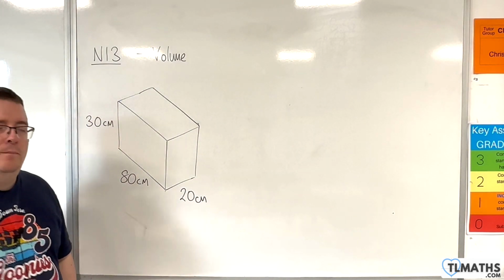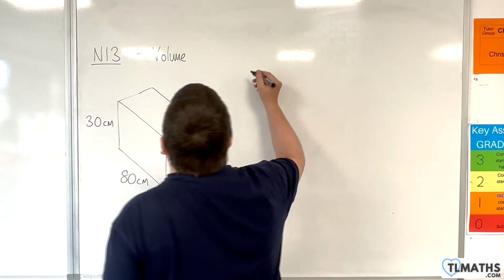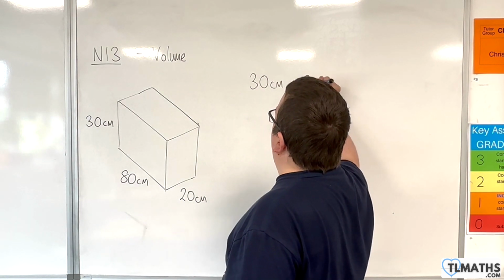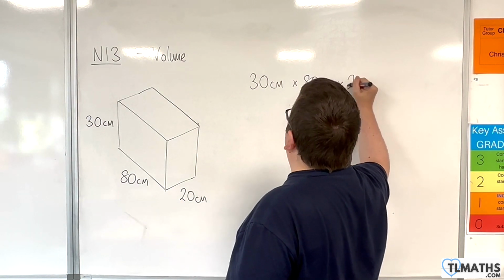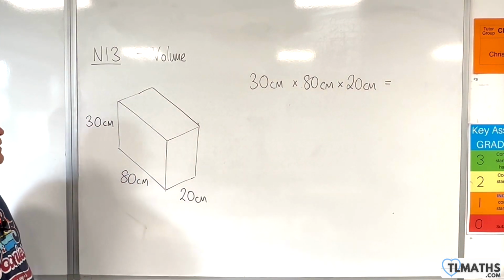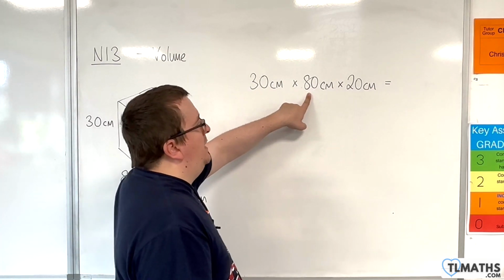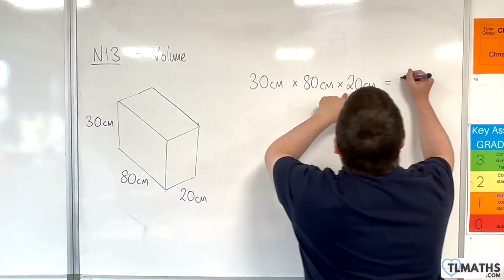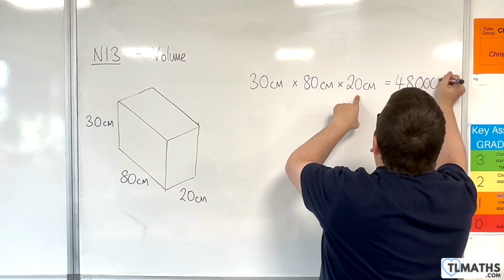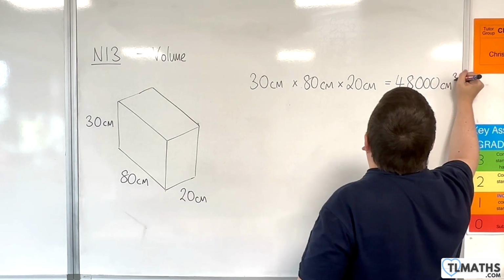Okay, now if we kept our units in centimetres, then we can work out the volume by multiplying the 3 dimensions together. Okay, so we'd have 3 times 8, which is 24, times by 2, which is 48. So 48 and 3 zeros. So 48,000 cubic centimetres.